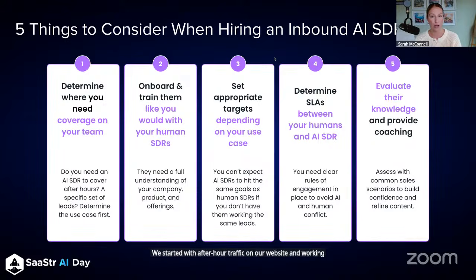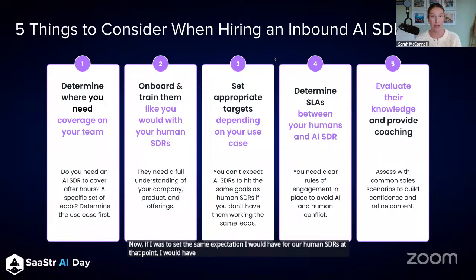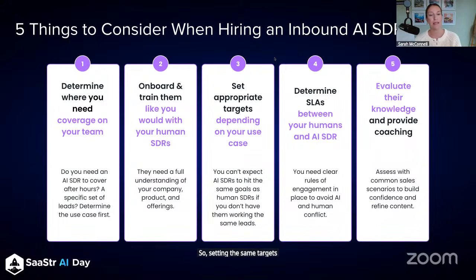working sort of low priority traffic. Now, if I was to set the same expectation I would have for our human SDRs at that point, I would have set our AI SDR up to fail because they're not working the exact same traffic. It's not apples to apples. So setting the same targets and expecting the same amount of pipeline is not going to work.